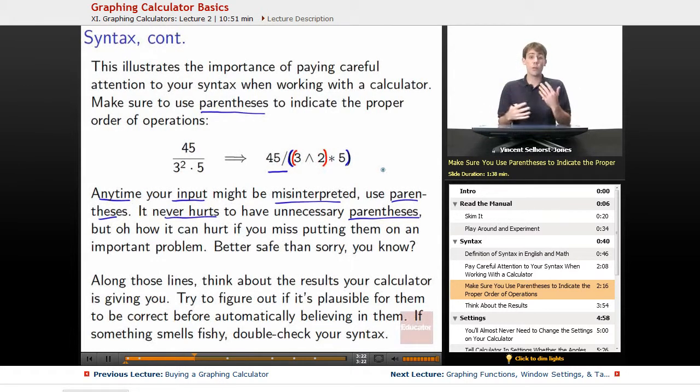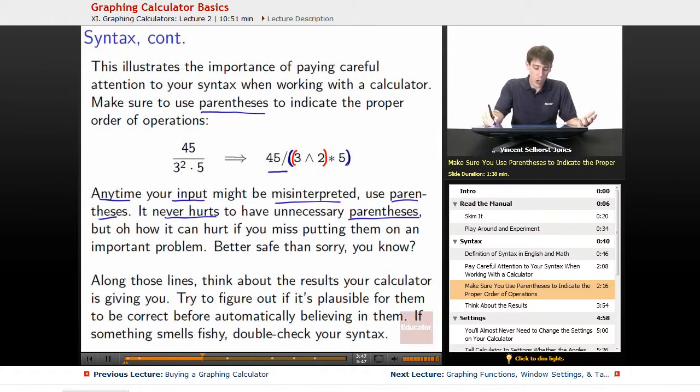Now, as you work more with your calculator, you'll start to get a sense for exactly how the syntax works, and you'll realize, oh, it only interprets the very next thing as being the exponent, so I will be safe with just 3 exponent 2 times 5. It'll interpret that as 3 to the 2, times 5. But it takes a little while to figure out exactly how it works, and once again, you're better safe than sorry, so more parentheses are always a good thing if you're not sure.